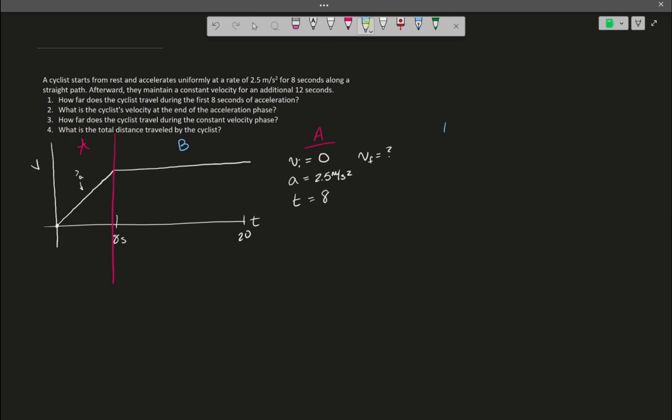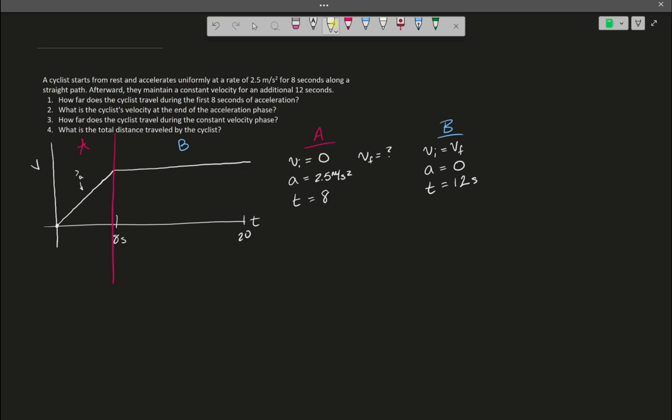For part B, I have no idea what the initial or final velocities are, but I know that they're going to be equal to each other. I know that my acceleration is 0, because if we maintain a constant velocity, we can't have any acceleration. Acceleration results in a change of velocity. So if we have a constant velocity, we have no acceleration. And we know that this time is going to be 12 seconds.